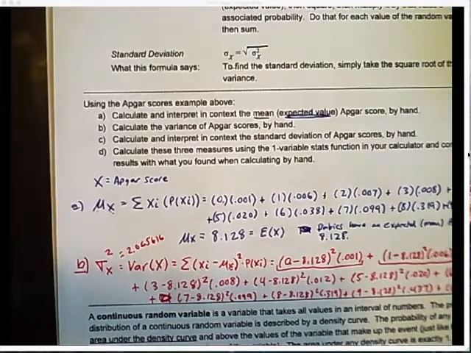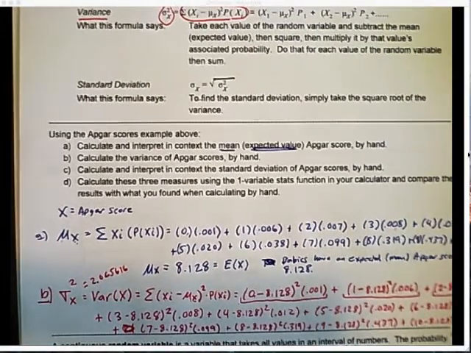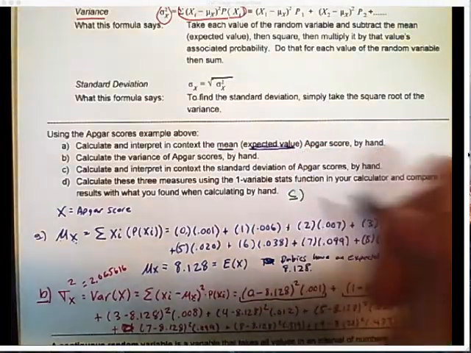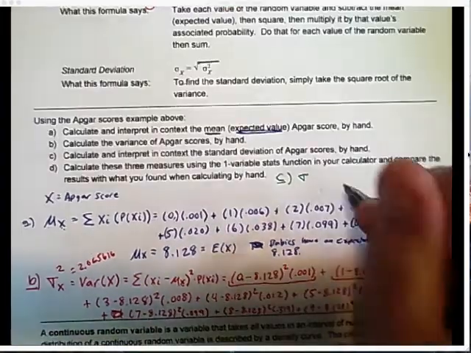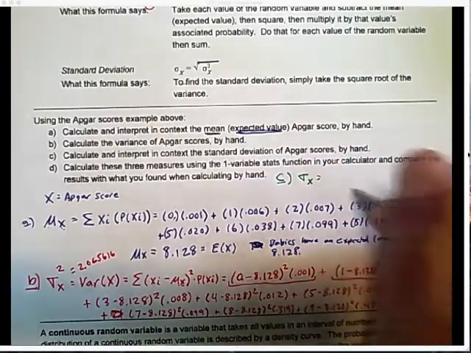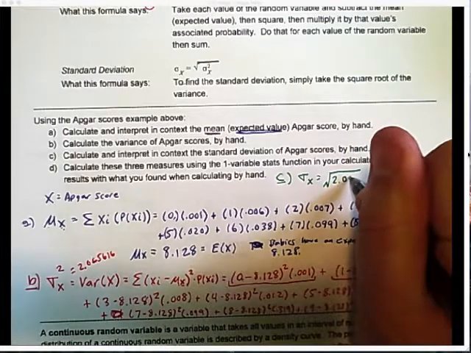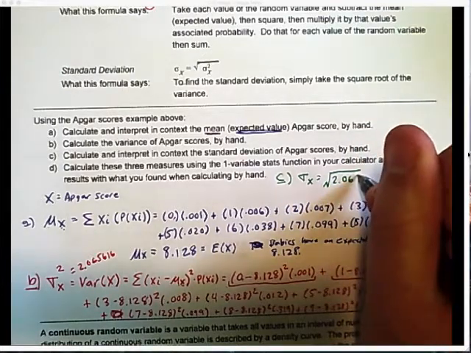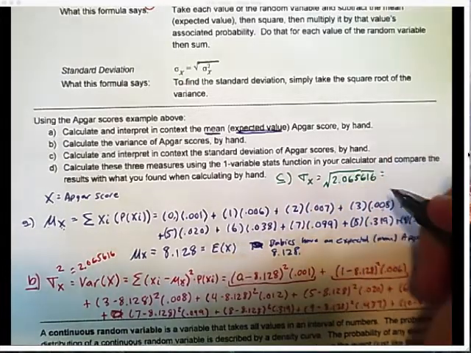All right. So once you know the variance, you can find standard deviation a lot easier. So to find standard deviation just has the symbol sigma. So we're finding the standard deviation of APGAR scores. All we have to do is take the square root of the variance we just found. So the square root of 2.065616.